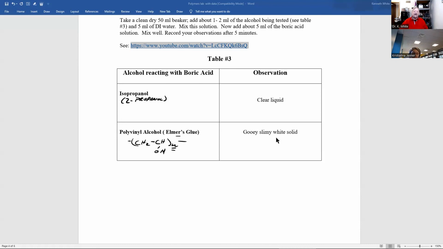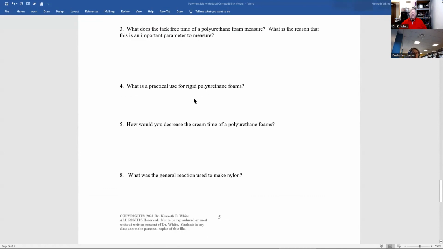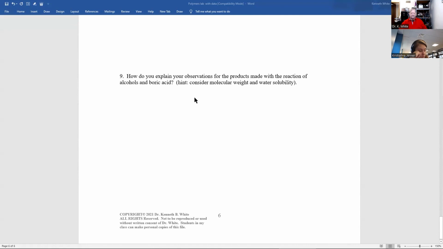Hint. And for today's lab, you'd answer these questions. Let me go to number 9. How do you explain your observations with the reaction of alcohol? Notice, hint, molecular weight. And remember, the bigger, the heavier something is, the less water soluble. Oh, I just gave away the whole question.